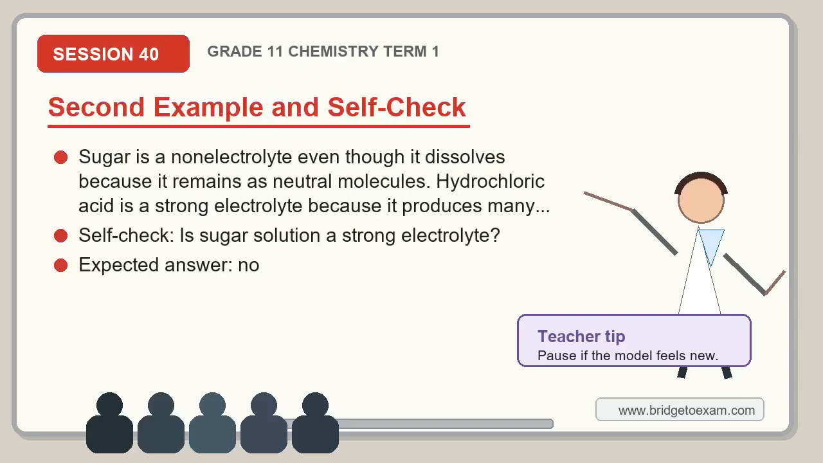Here is a second example. Sugar is a non-electrolyte, even though it dissolves, because it remains as neutral molecules. Hydrochloric acid is a strong electrolyte, because it produces many ions in water. Now answer this self-check. Is sugar solution a strong electrolyte? A strong answer should include no. Hint: sugar dissolves as neutral molecules.